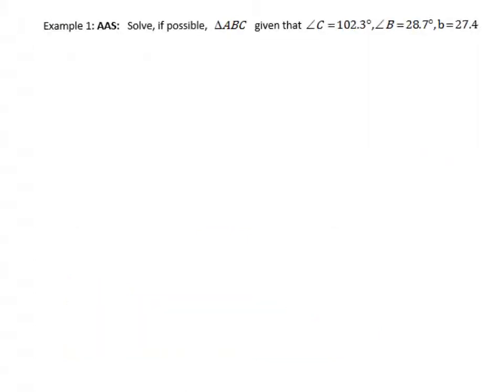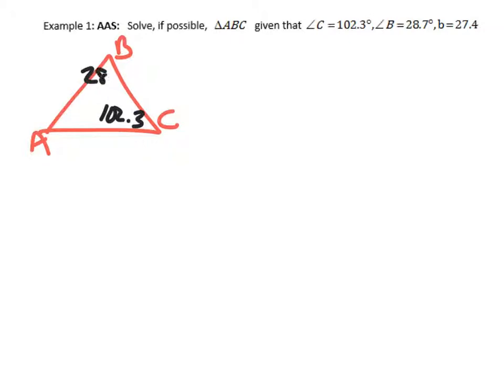Okay, so number one, if we have angle, angle, side, solve if possible. I'm going to draw my triangle. And obviously when I draw them, I'm not drawing them to scale. So my C is 102.3. I'm just doing it for placement. My angle B is 28.7. And my little b, which is the side across from angle B, is 27.4.